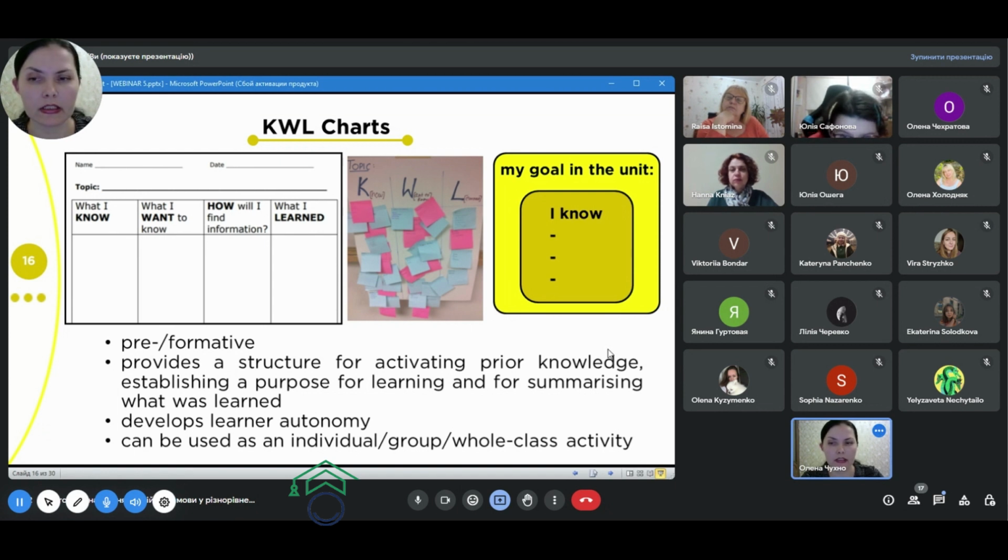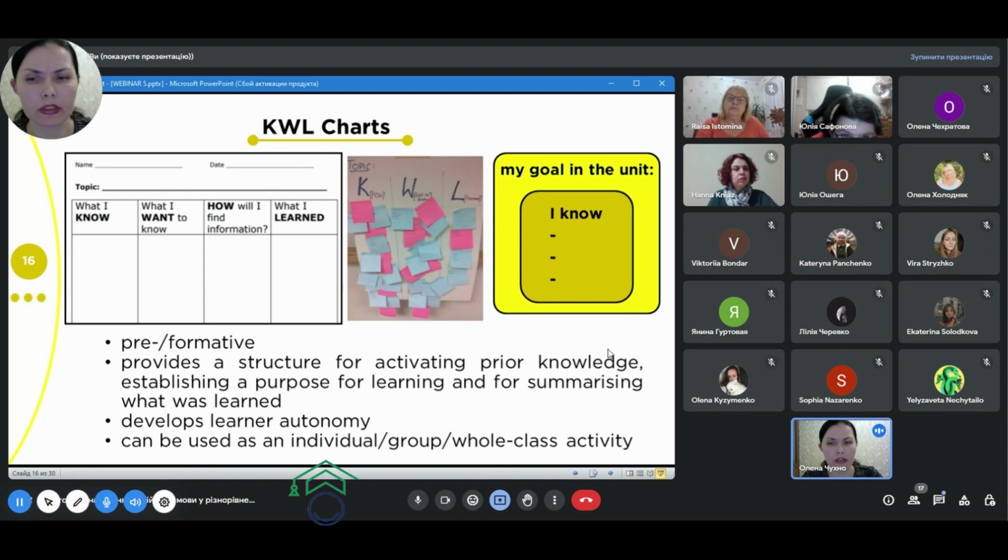Its advantage is that it provides a structure for activating students' prior knowledge before they start doing some activity. It establishes a purpose for learning because they answer the second question, what I want to know. Yeah, and they can actually answer one more question, how will I find this information? And it develops learner autonomy because they can use this technique even without your help. So if they know the questions, they need to answer, they can use this technique at home.